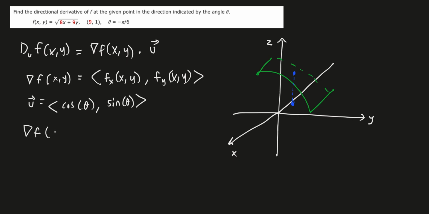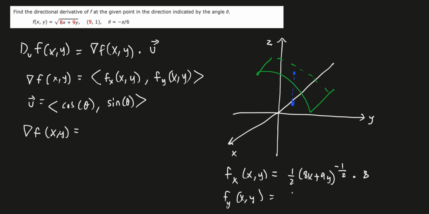So basically, we can first think about the gradient of our function. First of all, we need the partial derivative with respect to x, which is treating y as a constant, but this is going to be very similar for both of them. We can just do 1/2 times 8x plus 9y raised to the negative 1/2, multiplied by the derivative of the inside, treating y as a constant. So this is actually just 8. It's very similar with respect to y, except we have times 9 instead.